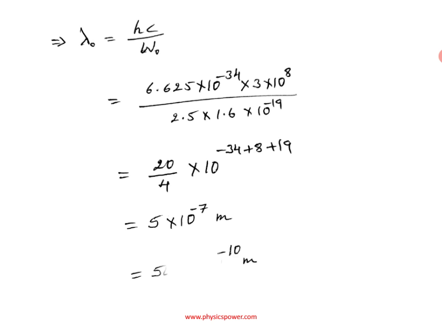So this one you can also write as 5000 into 10 to the power of minus 10. So here 10 to the power of minus 10 is nothing but angstrom. So 1 angstrom unit, so 5000 angstrom unit, final answer. So the maximum wavelength 5000 angstrom unit required for photocurrent. Next problem.